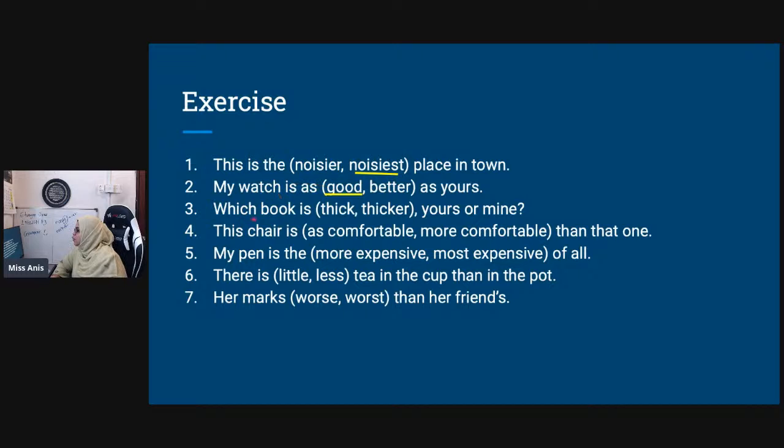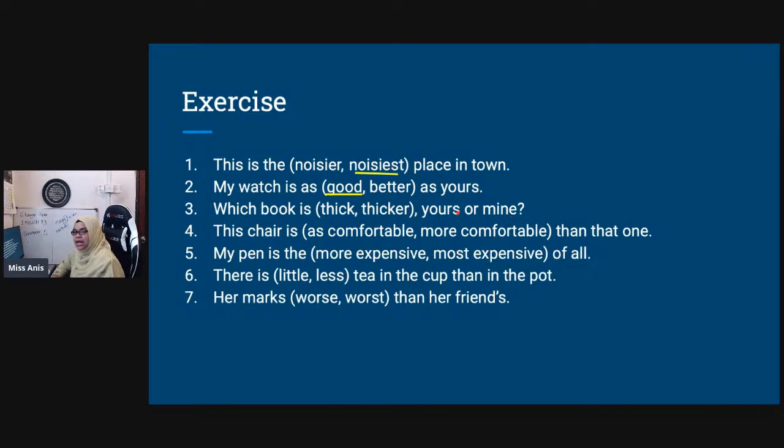Alright, so the third one, which book is thick or thicker, yours or mine? Okay, untuk case ni which book is thick or thicker? Okay, kalau kita contohlah, yours or mine ni tak ada kan? Which book is thick ataupun thicker? Okay, contohlah kalau jawapan dia thick, which book is thick and then yours and mine ni tak ada, so itu pun betul. Cuma dekat case ni nampak tak ada perkataan yours or mine. Okay, yang ni konteks lah sikit. So nampak tak? Dia tengah bandingkan buku awak atau buku saya.